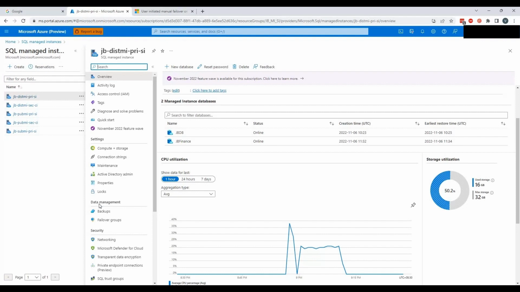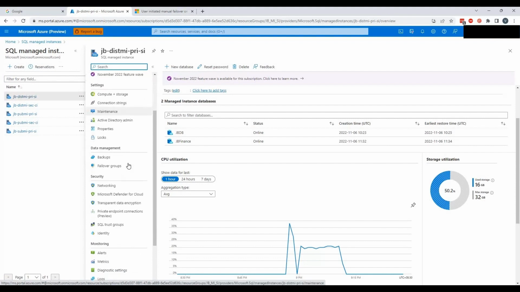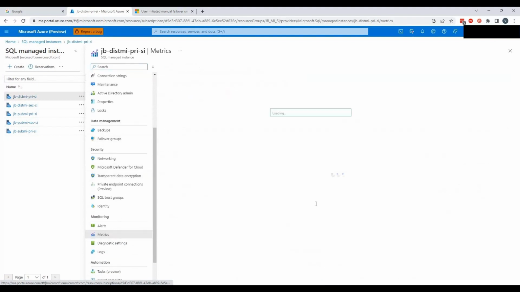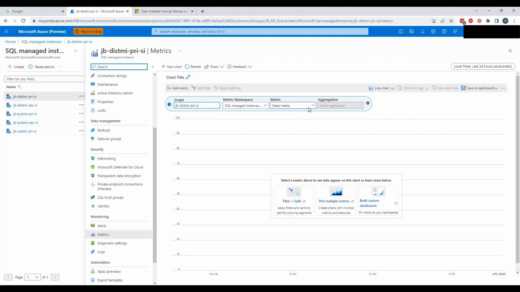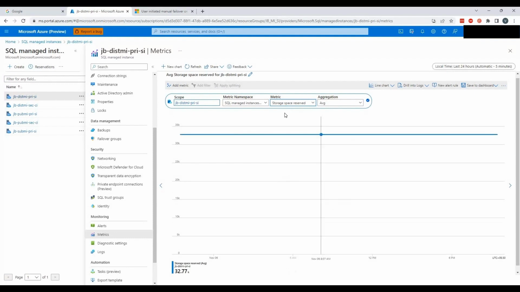Okay, that's one thing. What we can also do is go to this metrics chart here, and select the storage space reserved. That basically tells us we have close to 32 GB of space provided. You can change it to min, max, and average. So here I will use maximum. The storage space reserved right now shows 32 GB is reserved for this Azure SQL Managed Instance.